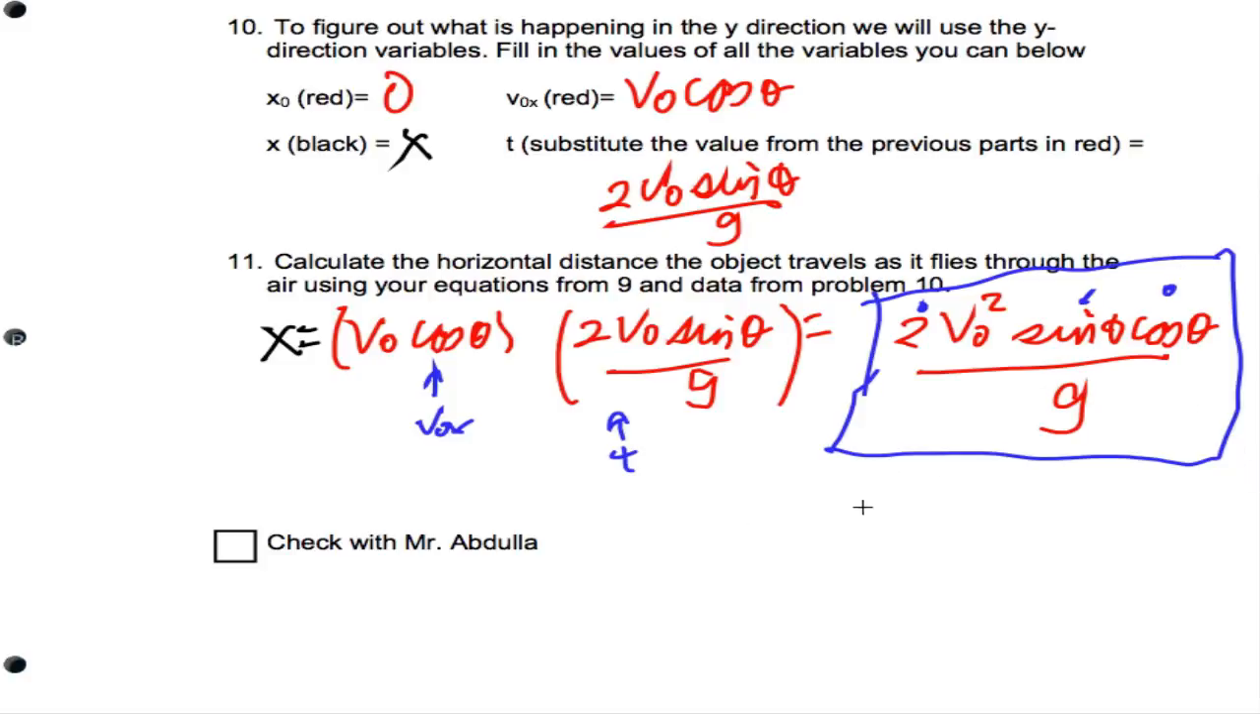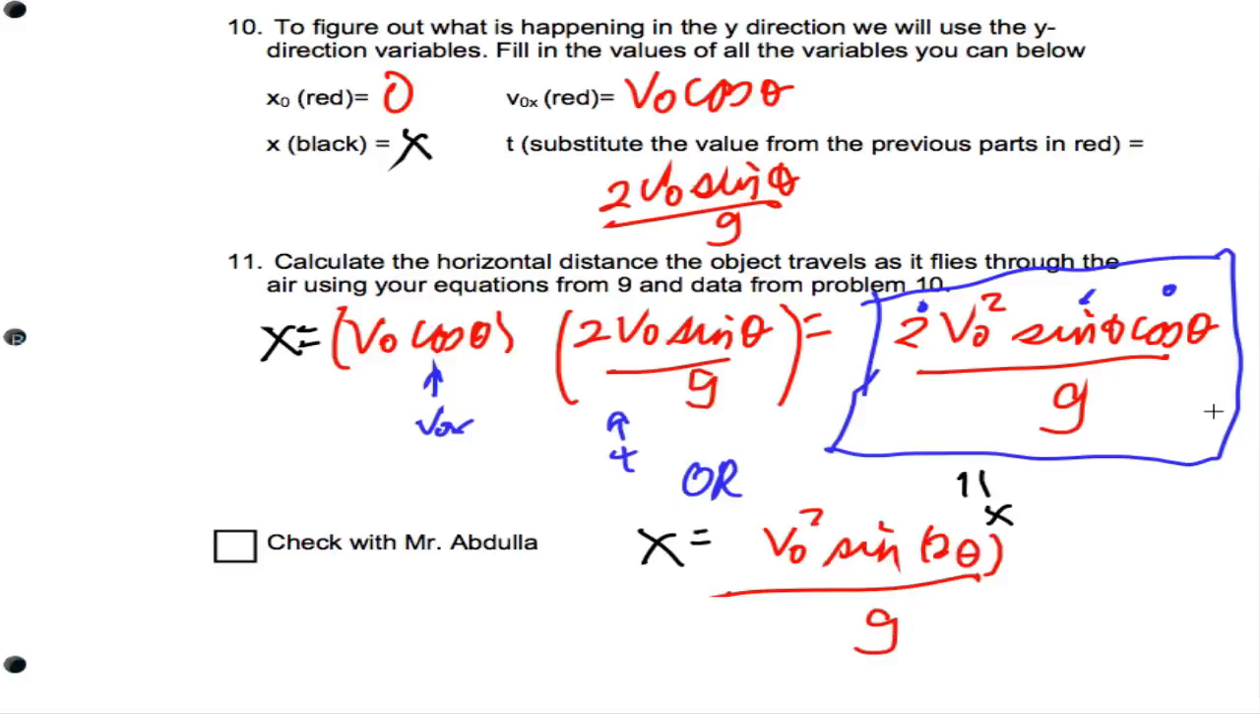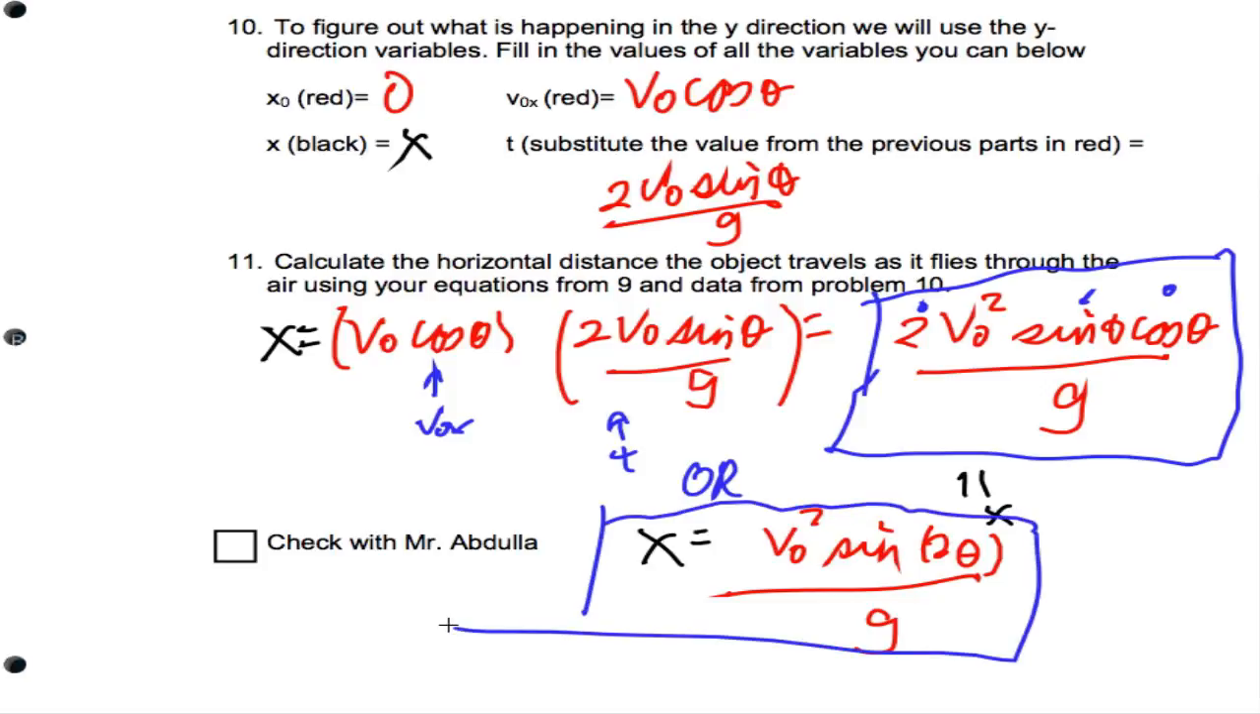And so another way to write this is, you could either say that the range is this, or you can say it is v naught squared times sine of 2 theta all divided by g. Either of these is fine. Memorize one of them. So you're going to actually memorize these formulas for the exam.